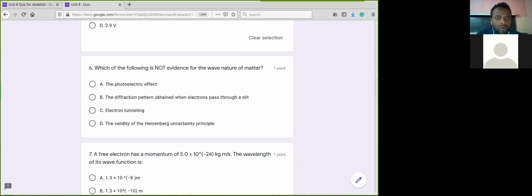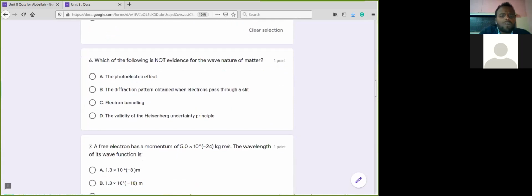Now let's see question number 6. Which one of the following is not evidence for the wave nature of matter? A, the photoelectric effect. B, the diffraction pattern obtained when electrons pass through a slit. C, electron tunneling. Maybe you will not know this part. D, the validity of the Heisenberg uncertainty principle. Which one is not the evidence for the wave nature of matter?